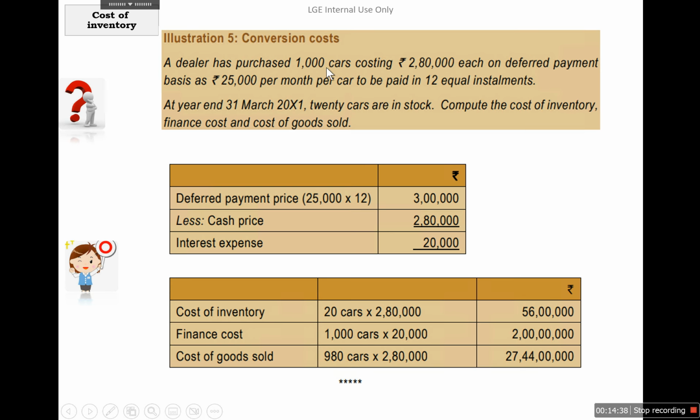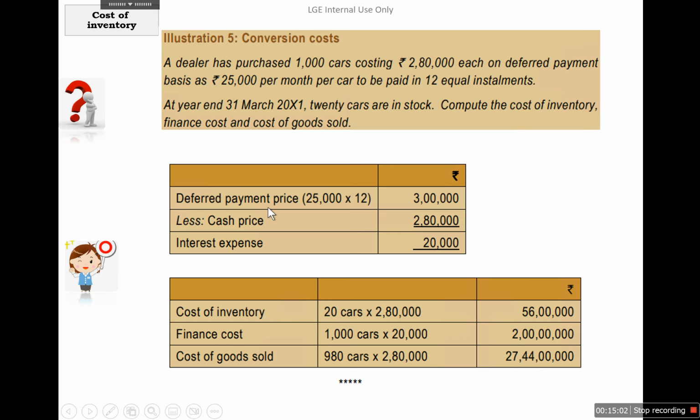Next is, a dealer has purchased 1000 cars costing 2 lakh 80,000 each on a deferred payment basis, at 25,000 per month per car to be paid in equal installments at year end. It has 20 cars in stock. Compute the cost of the inventory.